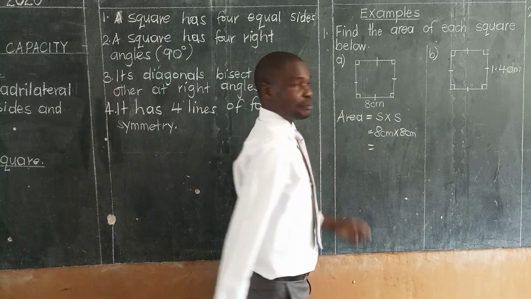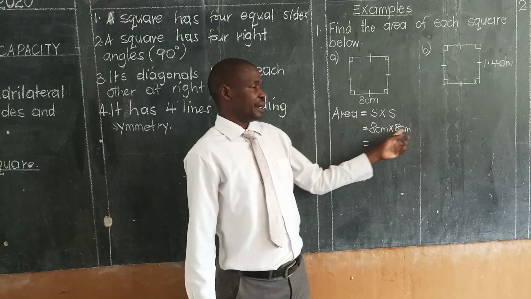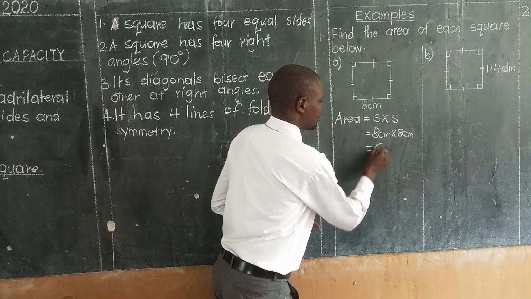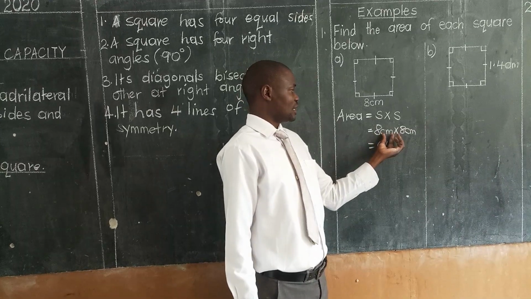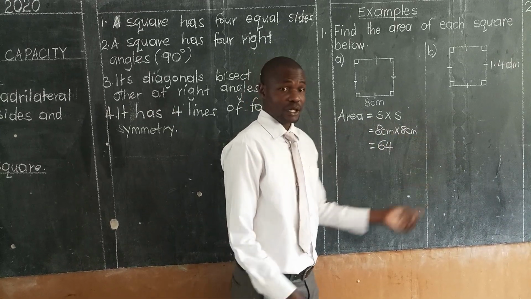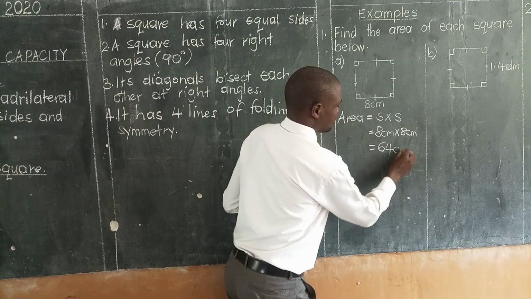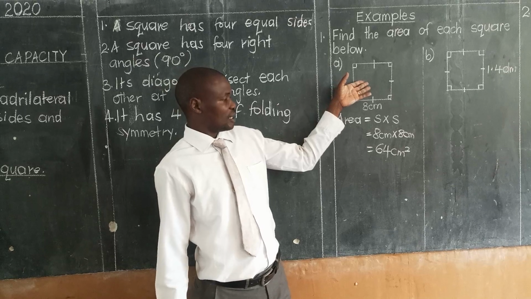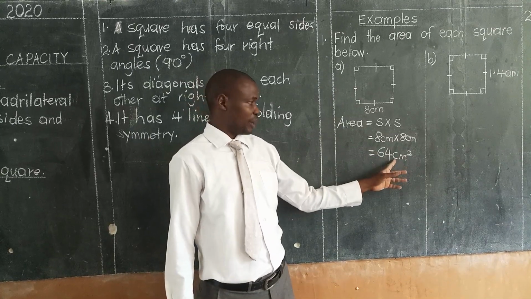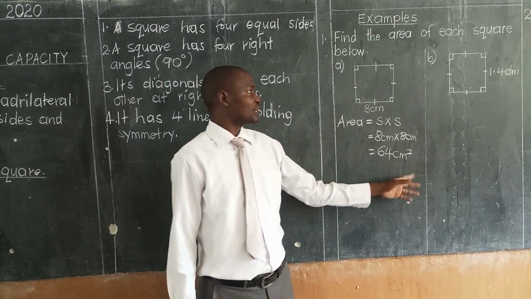So here when we multiply 8 by 8, we shall get 64. When we multiply centimeters by centimeters, we get square centimeters. So which means the area of this square is 64 square centimeters.